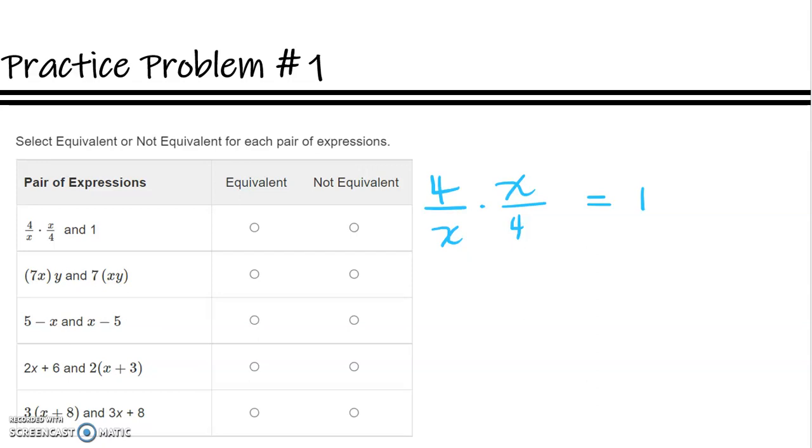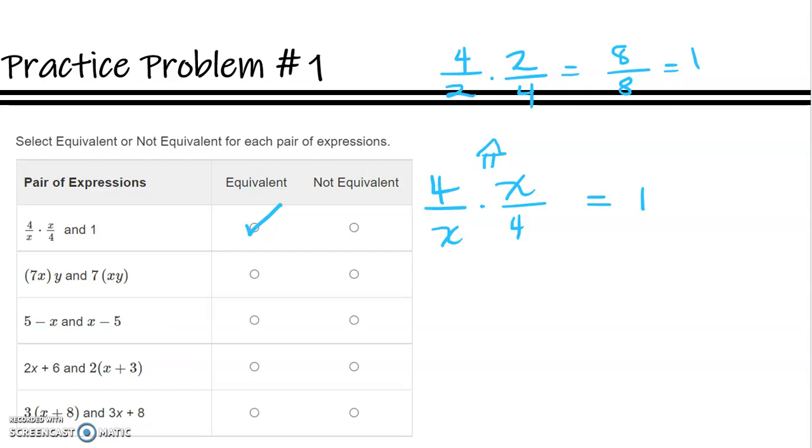But if you want me to prove it, I'm going to give us a value for x. Let's say x equals 2. That means we have 4 over 2 times 2 over 4. 4 times 2 is 8 on top, 2 times 4 is 8 on the bottom, 8 divided by 8 is 1. So these two expressions are equivalent.